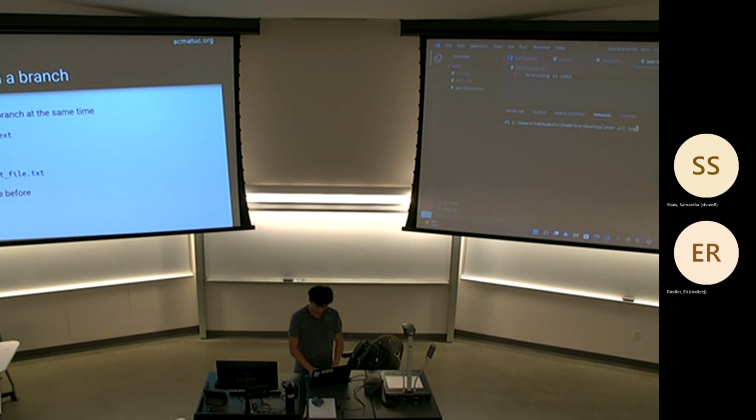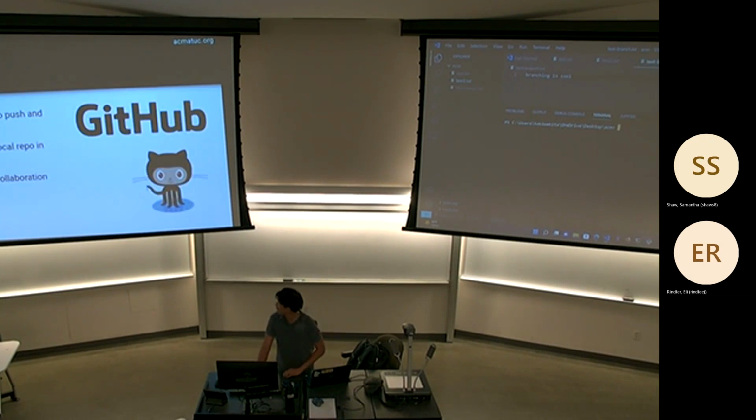So now if you see the log, the log for this branch should have two files. But if I check out the main, it should only have one file. So you're making code changes in only that add-text branch without affecting the main branch. Okay, I'm going to show you GitHub later.